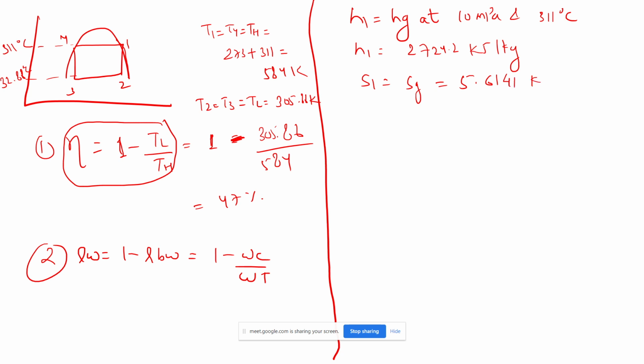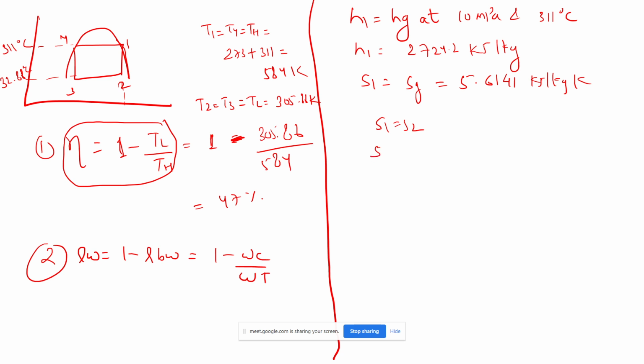5.6141 kilojoule per kg Kelvin. Okay, for point 2, how can we write it? For point 2, we know that it is an isentropic process. So S1 is equal to S2. Is it okay?